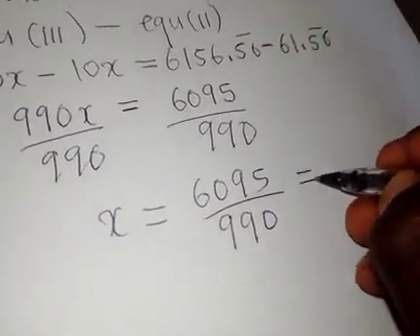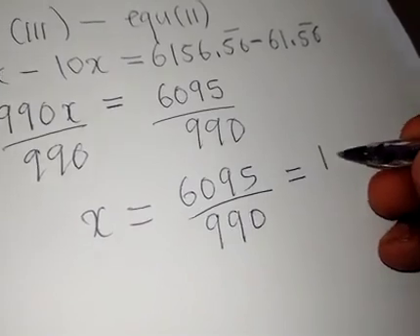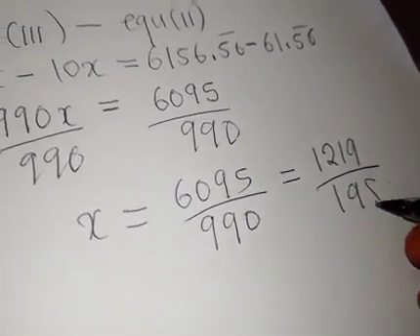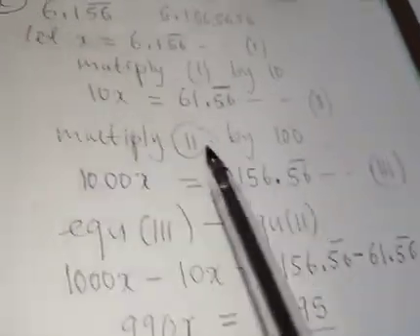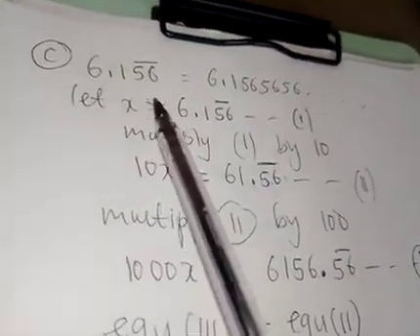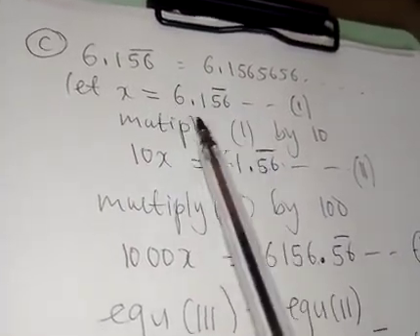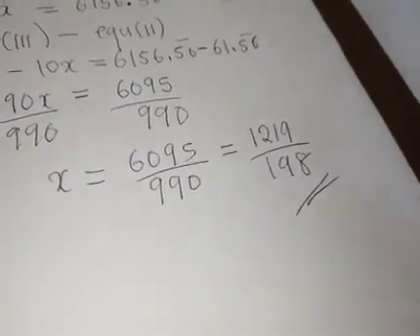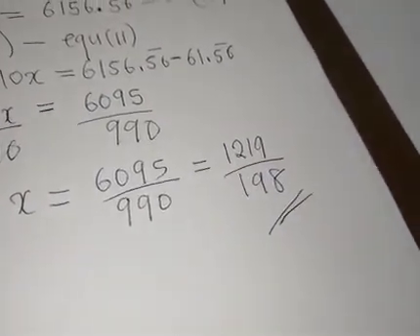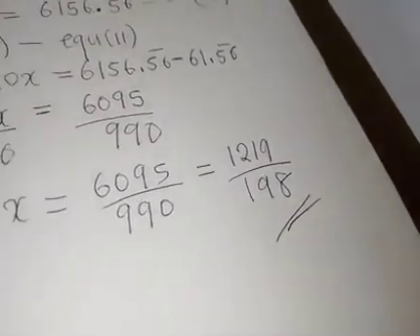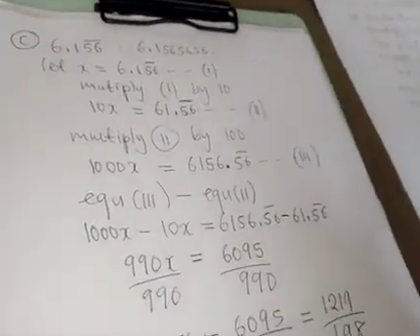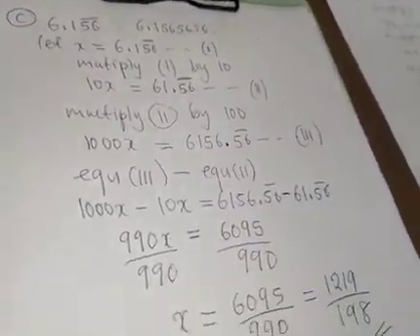Then reducing this one further, we can have 1219 over 198. So we have converted 6.15, with 56 being repeated, 5656, into the form A over B, which is 1219 over 198. So these are the steps you should follow. Okay.